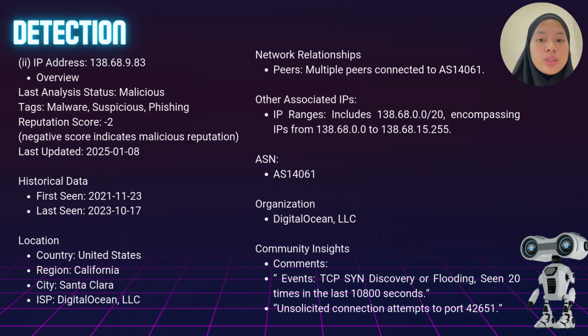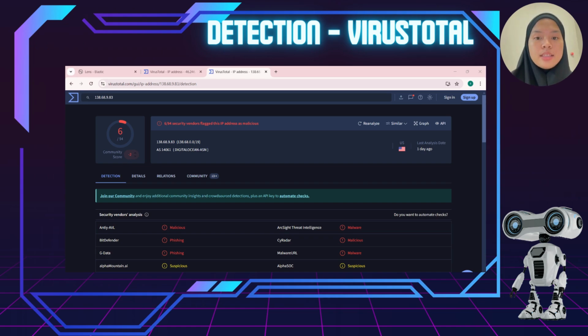For community insights, the community comments that this IP address has events of TCP discovery or flooding seen 20 times in the last 1080 seconds, and also unsolicited connection attempts to port 4265.1. Here is the info that I found using a third-party application. I used VirusTotal, but you can use other apps, such as shodan.io, or any apps that can detect malicious IP addresses. So that's all from me. Thank you.